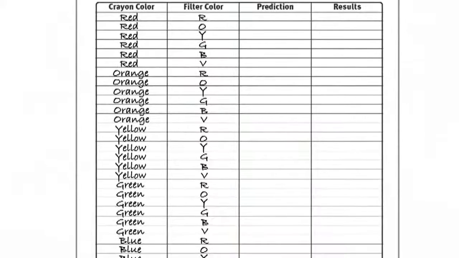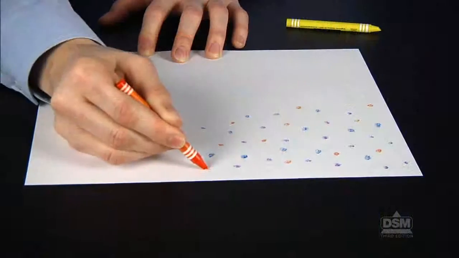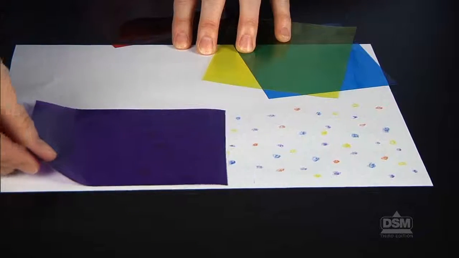Next, explain that they will look at dots of different colors through different colored filters. Have the students record which color crayons they will use to draw dots and through which color filters they will observe the dots. Then have them predict what color they think the dots will appear to be when viewed through the filters. Some students may go about this experiment methodically, trying one filter with one color of dots at a time, while others may draw a patch of many different color of dots and look at them through the various color filters. After about 10 minutes, discuss the results as a class.